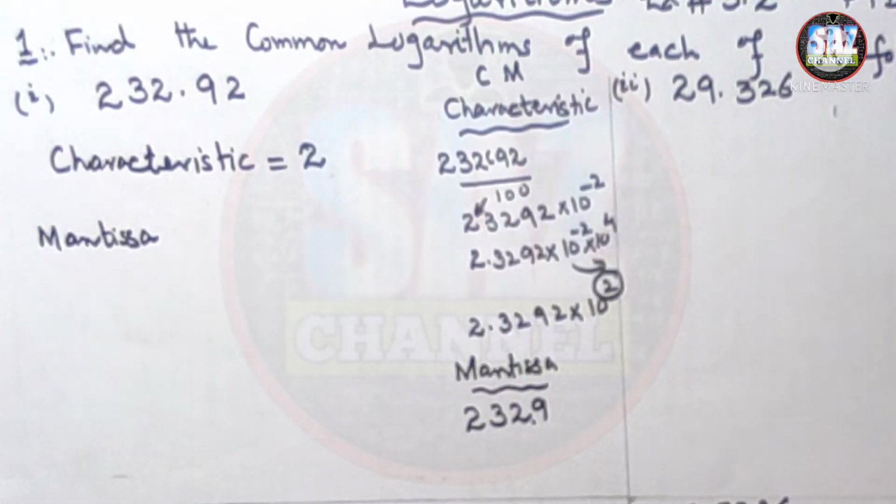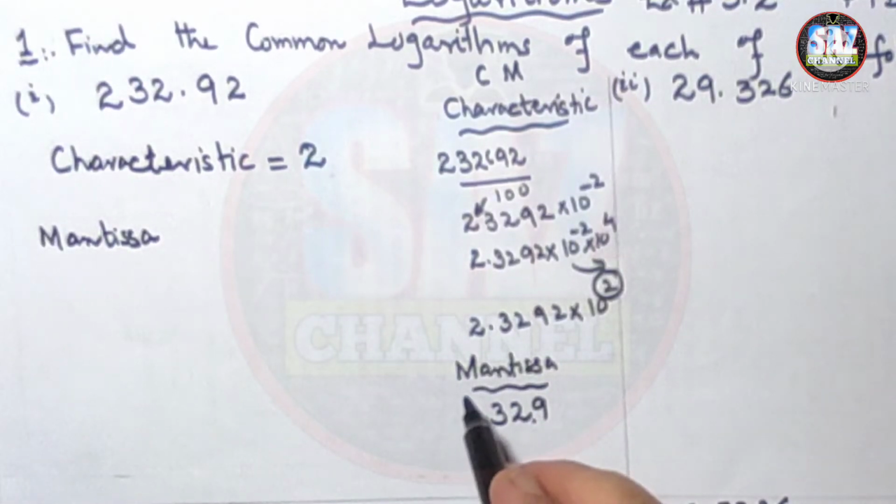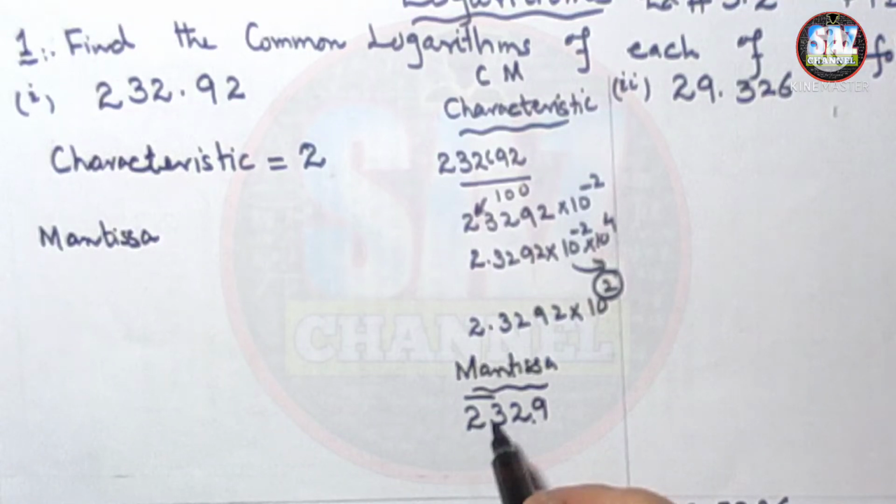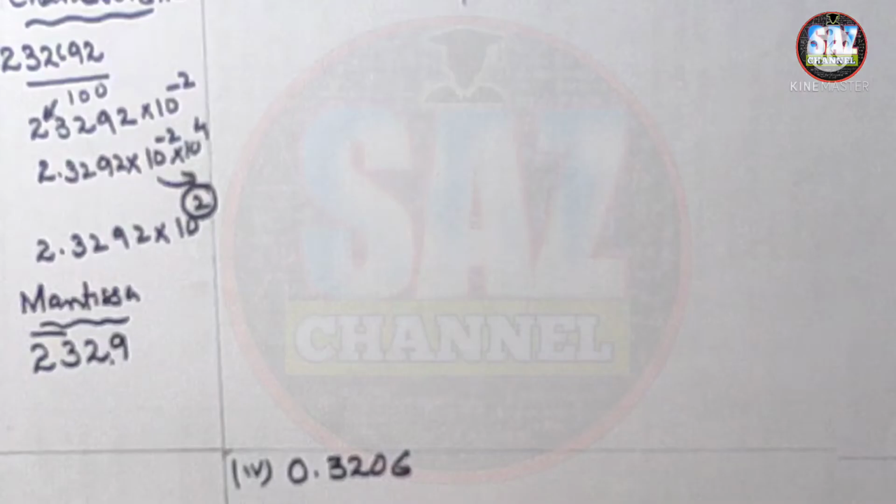Now how to locate the mantissa, that is important. So for that purpose, first of all I will be reaching in the log table in the row of 23, then I have to locate the column of 2, and then the mean difference column. So let me try to keep the book under camera so that I can show my students how to find the mantissa.